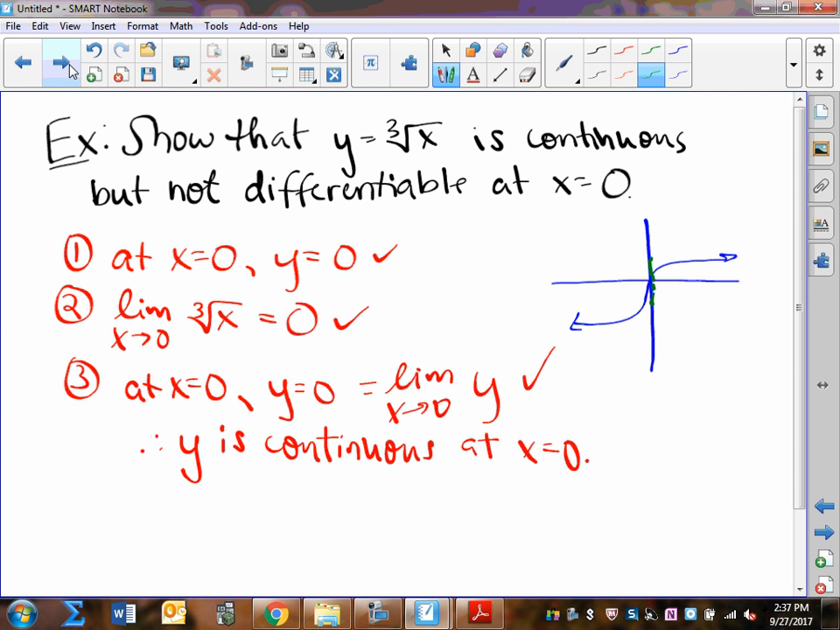Okay, that's just some different notation. Okay, so now let's take a look at our derivative. Hey, don't we know how to do derivatives now?